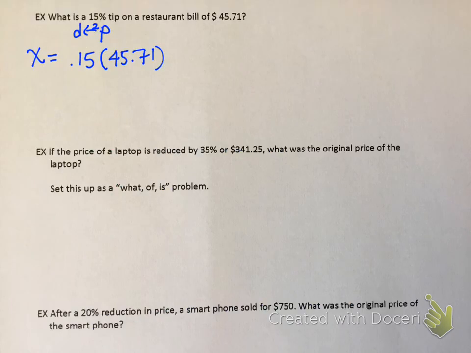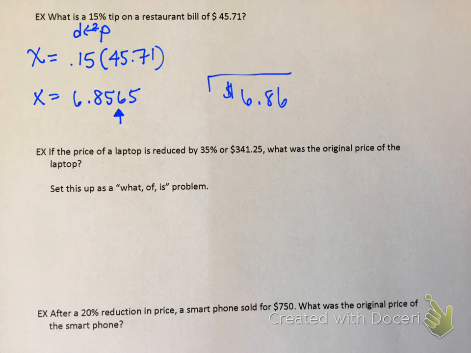So when I multiply this together, I get 0.15 times $45.71, and I get 6.8565. Remember, we're talking about money. So if I look at the third decimal place after the decimal, I see it's a 6. I'm going to have to round up because that's larger than 5. So the answer is 6.86. So the tip, if you wanted to leave the waiter or waitress any money, would be $6.86.